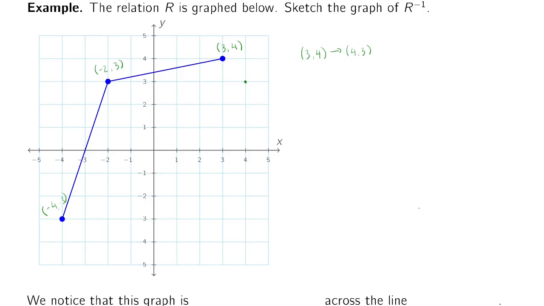So we'll have a point at 4, 3. -2, 3: reverse the coordinates, we get 3, -2. Here's 3, -2. And then -4, -3: reverse the coordinates, we get -3, -4. -3, -4 is right here.